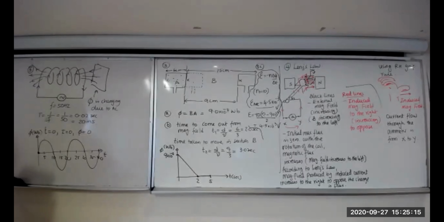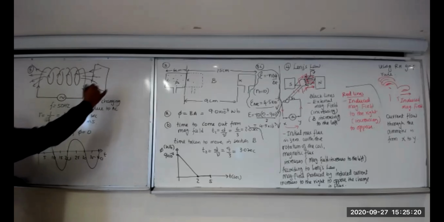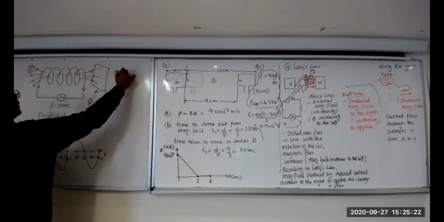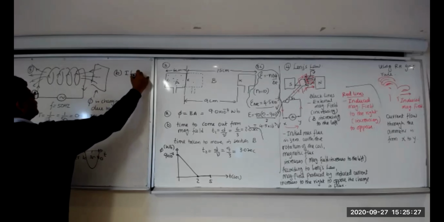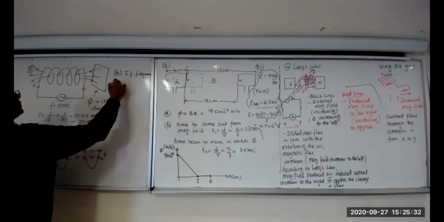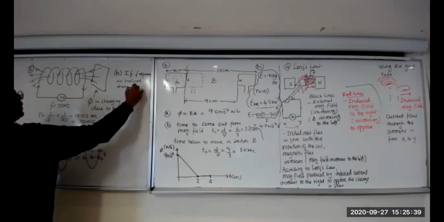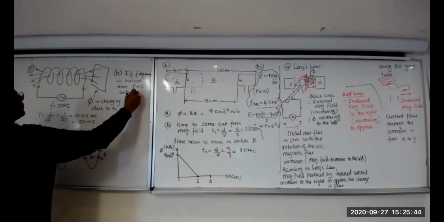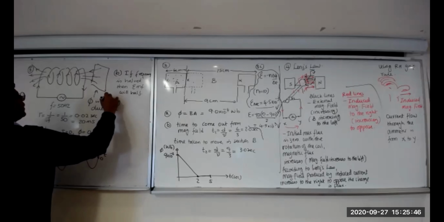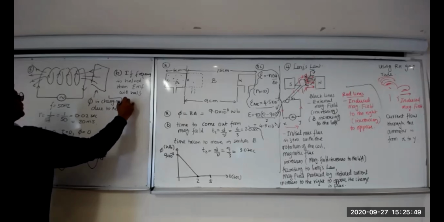That's your flux graph. Now they talk about the EMF. They're giving EMF at a given instant. If you halve the frequency, the EMF will halve. Not only that, the period will double.